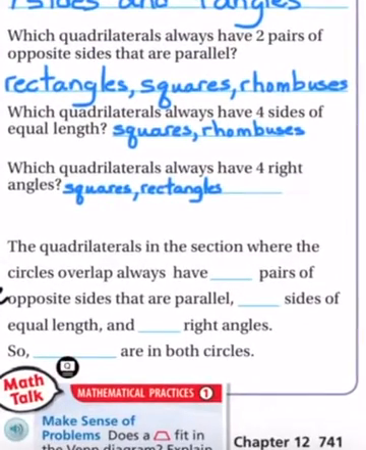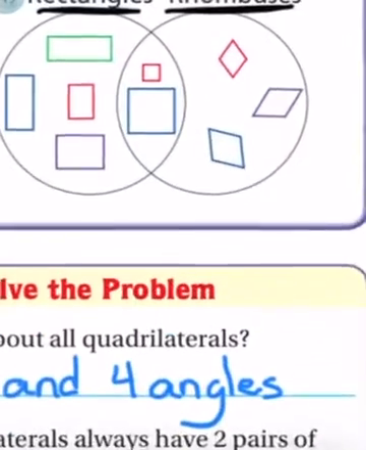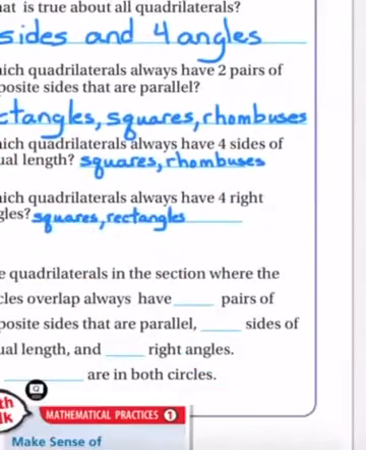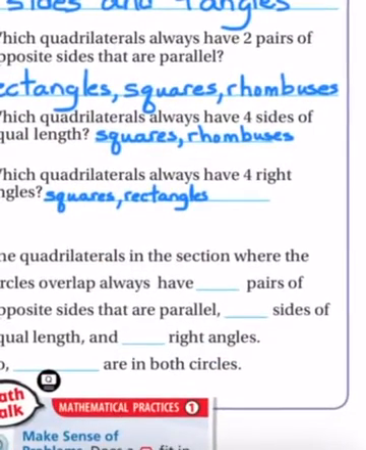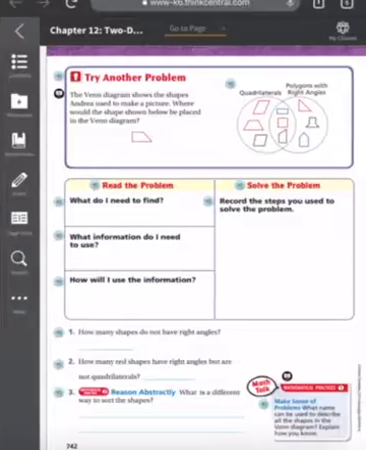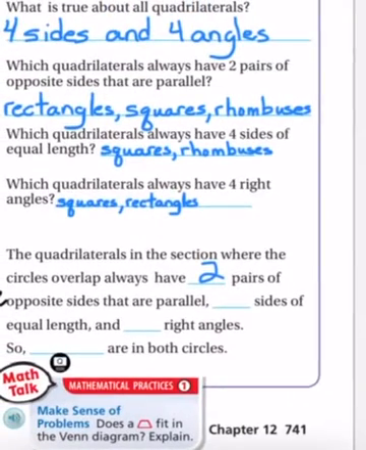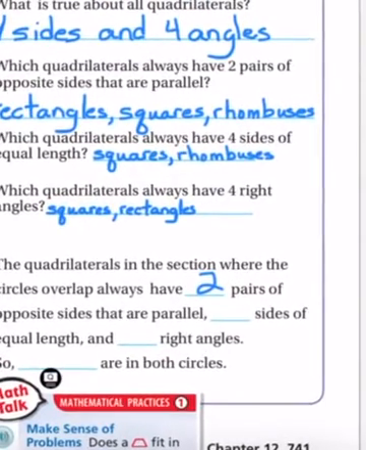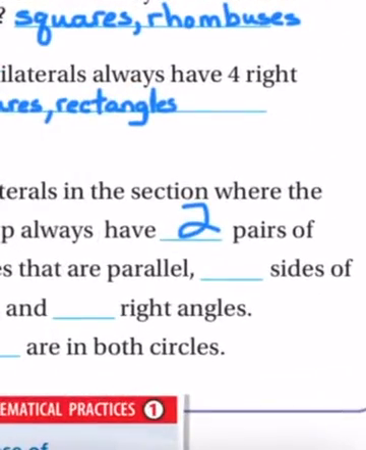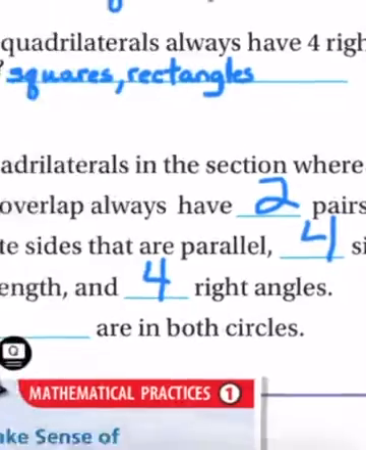Okay, let's get down to some more important information, thinking more about our two circles in the Venn diagram. The quadrilaterals in the section where the circles overlap always have two pairs of opposite sides that are parallel. They always have two pairs of opposite sides that are parallel in that area where they overlap. They also need to have four sides of equal length, and they also have to have four right angles.